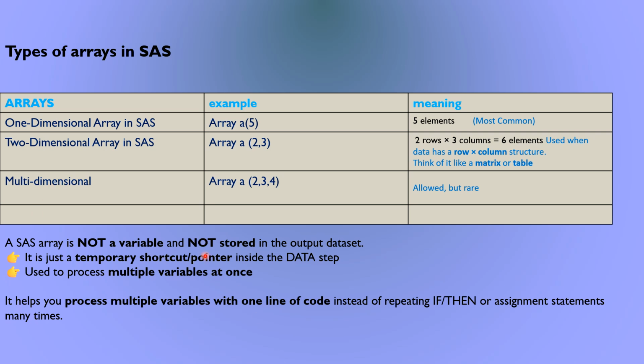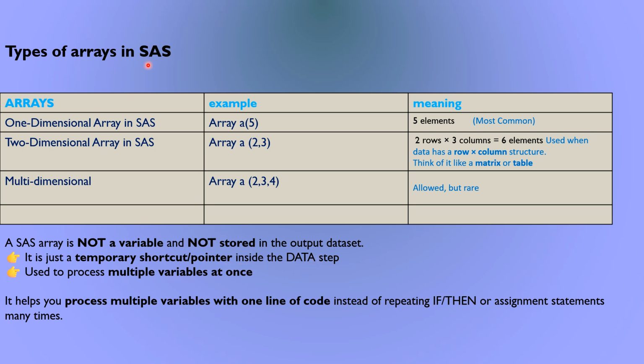So in SAS we can see three different types of arrays. First of all, what is an array in SAS? An array is not a variable and it's not stored in any output dataset. What does array mean? It's just a temporary shortcut pointer inside the data step.